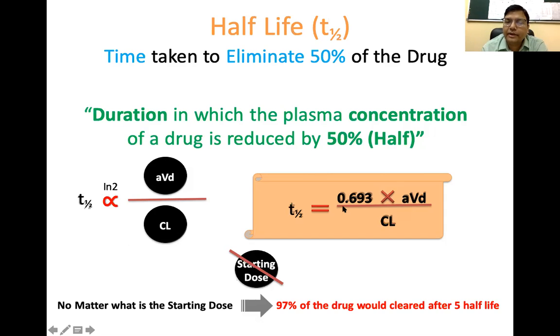So it comes out to be 0.693 into apparent volume of distribution divided by clearance. And it has nothing to do with the starting dose. Whatever starting dose we have given, it will take roughly around 5 half lives for 97% of the drug to be cleared out or eliminated.